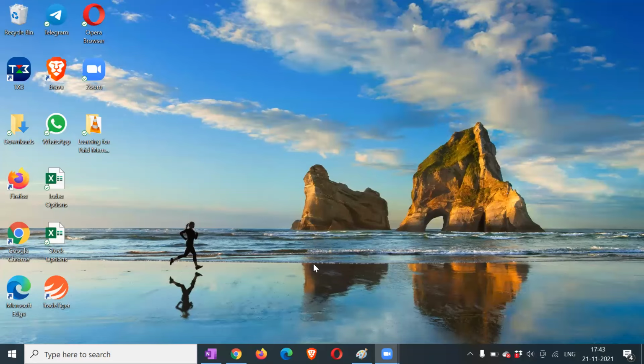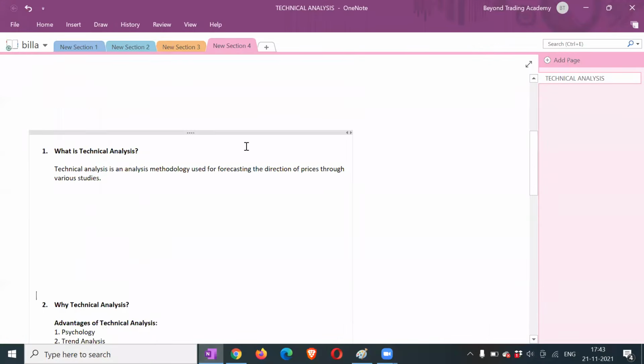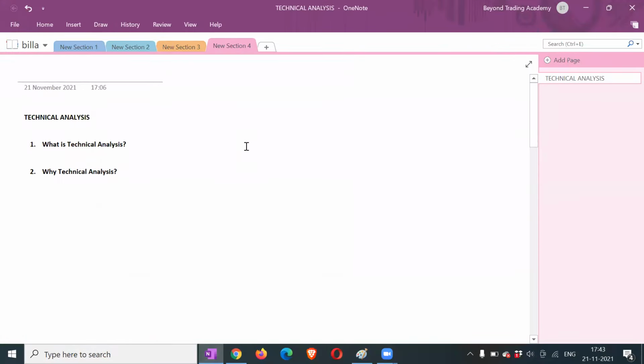So where should we start? Yeah, technical analysis. So to start with, these are the basic questions everyone will come to. What is technical analysis and why technical analysis? Maybe you can add a third question as how should we use technical analysis, right? These will be the three questions revolving in everyone's mind.